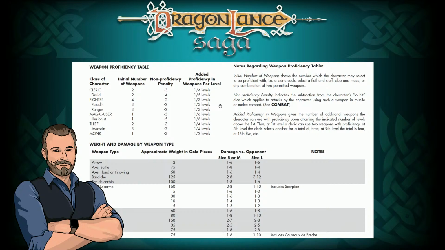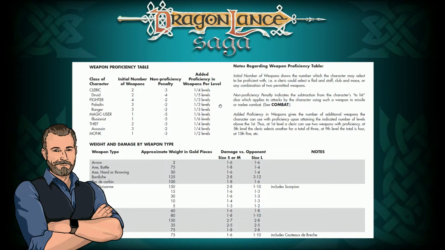Let's see, the monk, 1 every 2, but then he doesn't even use weapons, which is weird. I guess it's the right hand and the left hand. Notes regarding weapon proficiency table. Initial number of weapons shows the number which the character may select to be proficient with, i.e. a cleric would select a flail and staff, club and mace, or any combination of 2 permitted weapons.